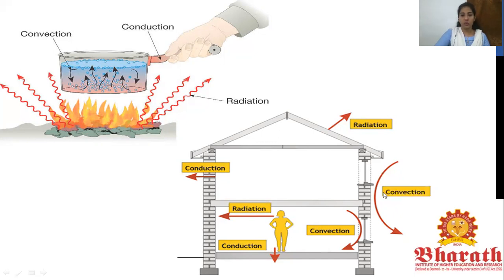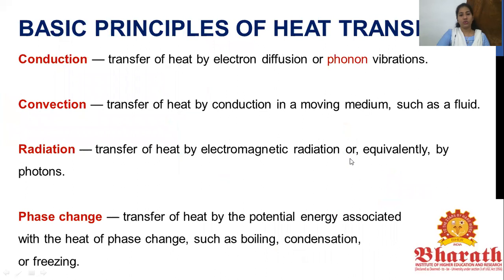Because of this, the air around it, the medium here, ends up becoming the transfer of heat or energy that happens in the convection factor, and the roof ends up being the radiator for the radiation. So to understand how this heat transfer happens, we are going to look into these basic factors: conduction, convection, radiation, and phase change.